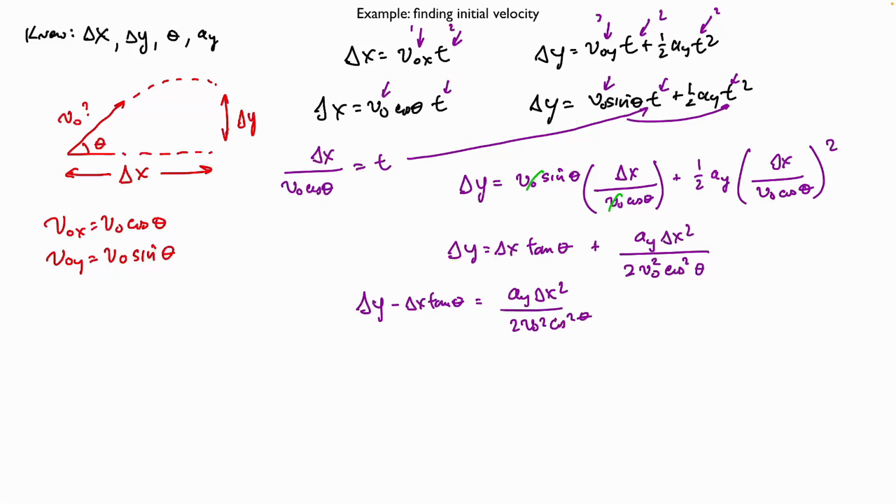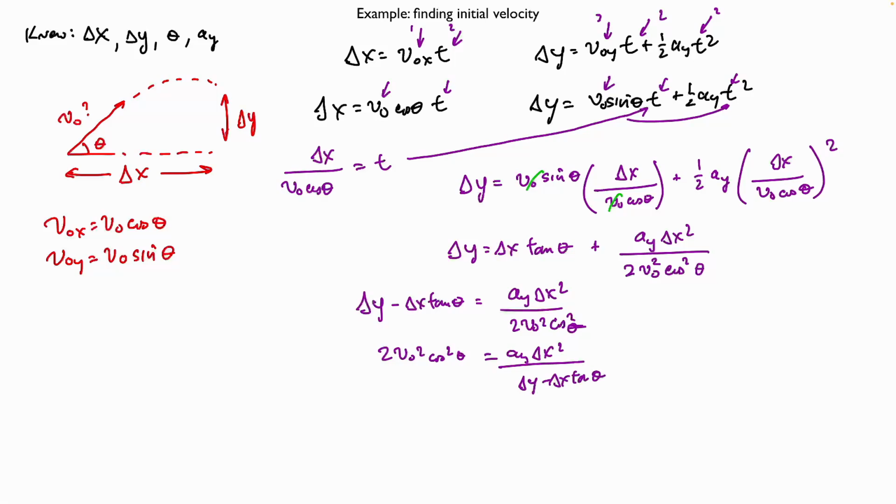Okay. Whoa, what happened? Lots of ways to think about this, but if I swap these two sides, in other words, I multiply both sides by 2 v naught squared cosine squared theta and I divide both sides by everything on this side, they effectively swap their positions. So that's 2 v naught squared cosine squared theta equals a_y delta x squared all over delta y minus delta x tangent of theta.